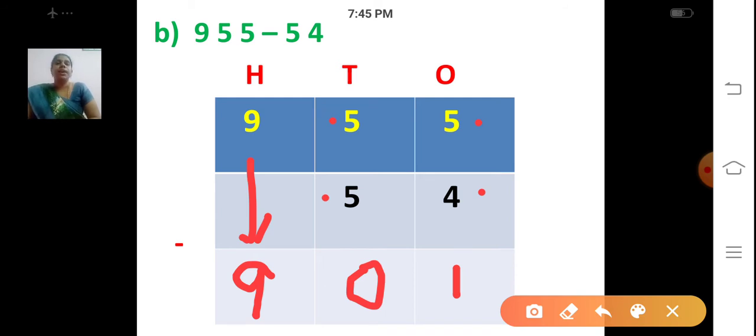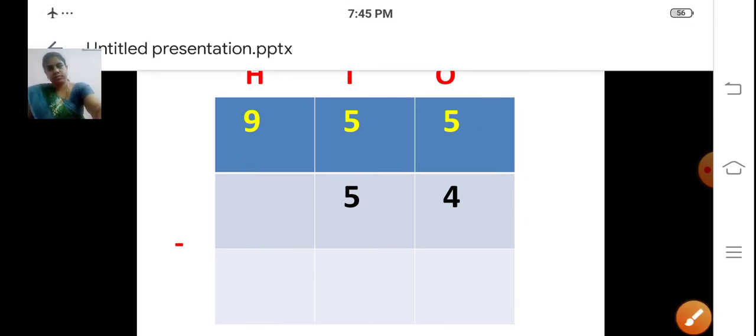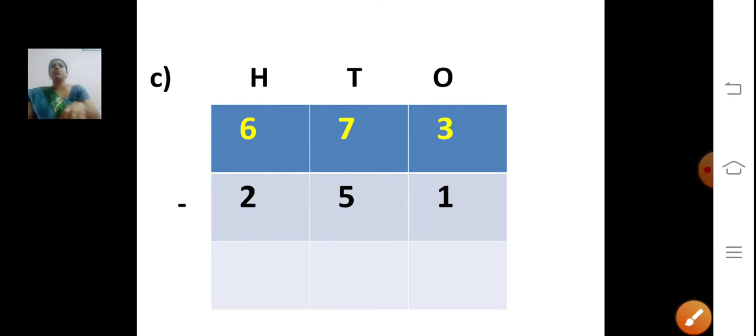First subtract the ones place. 5 minus 4 is 1. Then the tens place. 5 minus 5, 0. Then bring down the 9. So the answer is 901. Now let's move on to the next sum. We are going to subtract the two numbers.